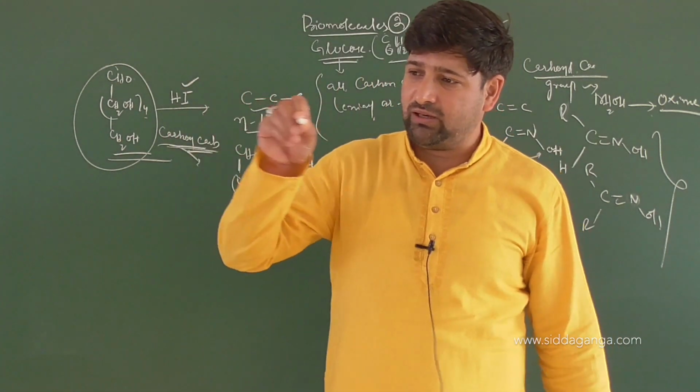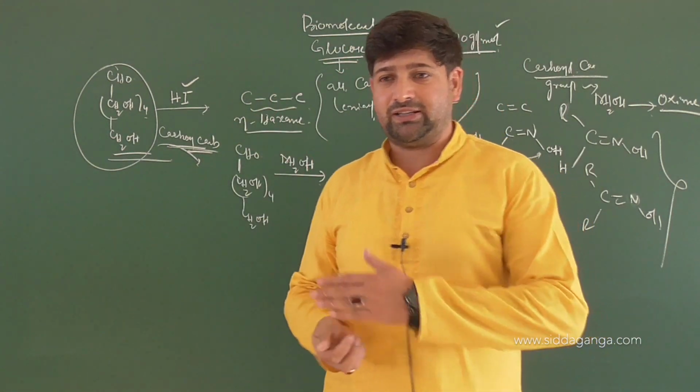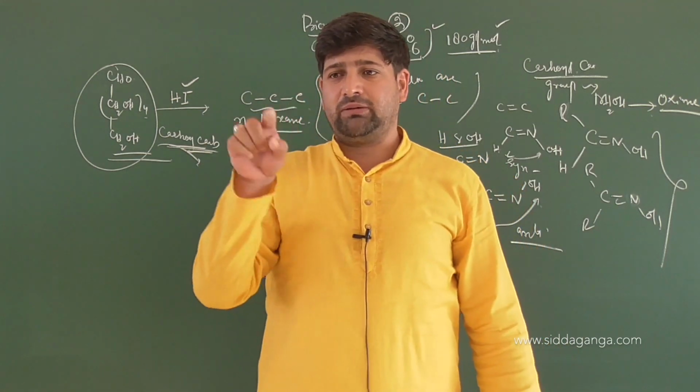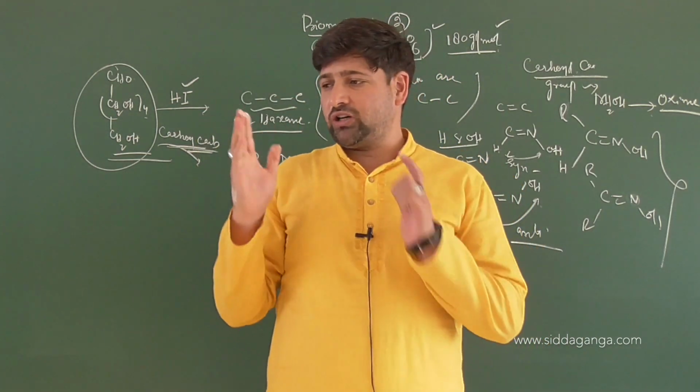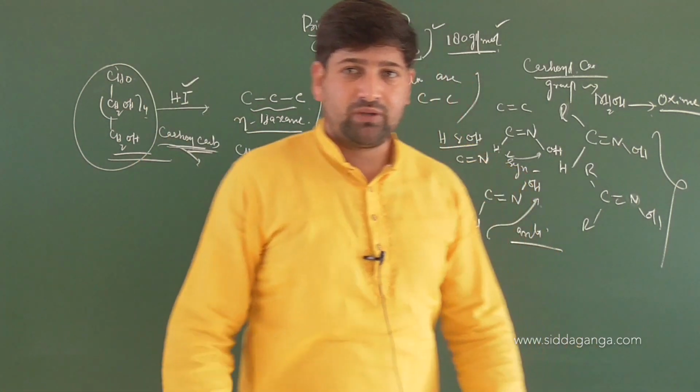It will be like this: carbon double bonded to nitrogen. This is one side of the plane, this is the other side of the plane, right? So if OH and H, I'll show the molecule like this: C double bond N. If H and OH are on the same side, it's called syn. If H and OH are on the opposite side, it's called anti.